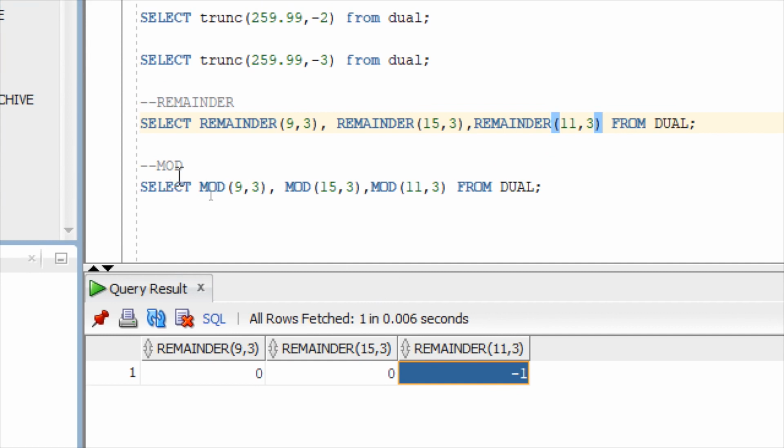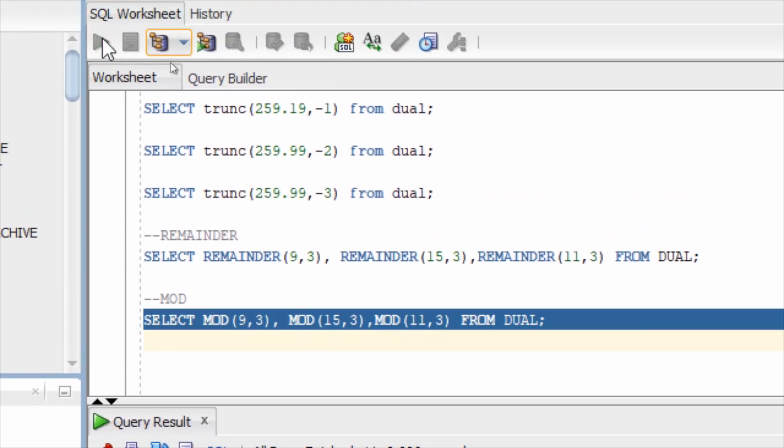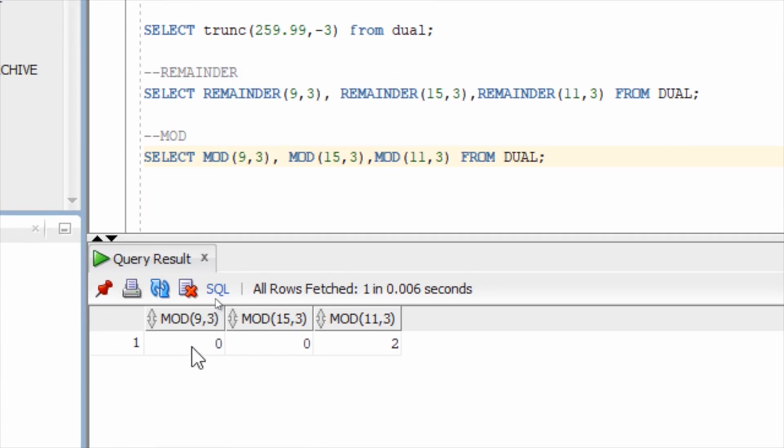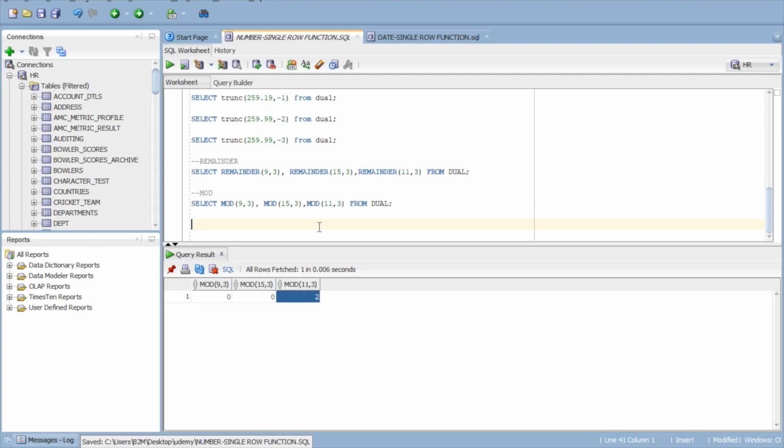So the next thing is the mod function. The mod function is the exact division operation of what we studied in mathematics. Now I'm going to execute the query for this mod function. See here, when I give mod of 9 comma 3, I expect 0 as the remainder, and 15 by 3 the same, but when I divide 11 by 3, I get 2 as the remainder. The exact operation of what we studied in maths. But the remainder function alone will give a negative number if you are nearing the number divisible by 3. So in this lesson we have seen number related functions in Oracle.